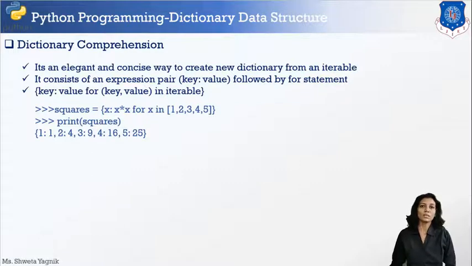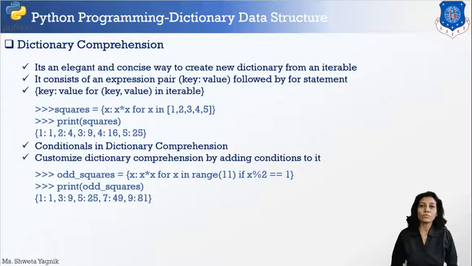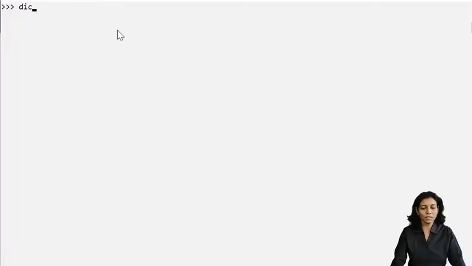So for the given sequence, that is the given iterable, over here the list is 1, 2, 3, 4 and 5. So if I print my dictionary, it will give me the value. For the key 1, it will give me x square, that means 1 square which is 1, 2 square which is 4 and onwards. Now we can add conditionals in order to customize our dictionary. So with the help of if, we can add conditionals. So we'll see practically how to use this dictionary comprehension.